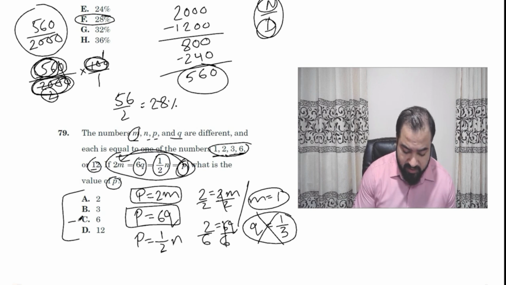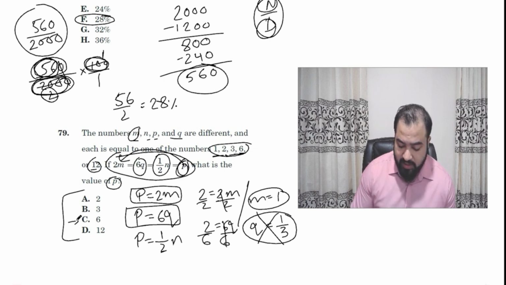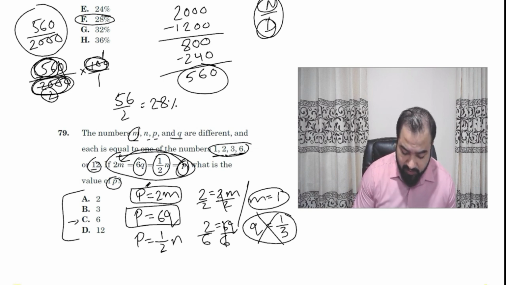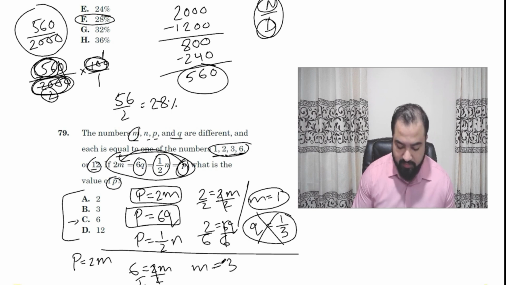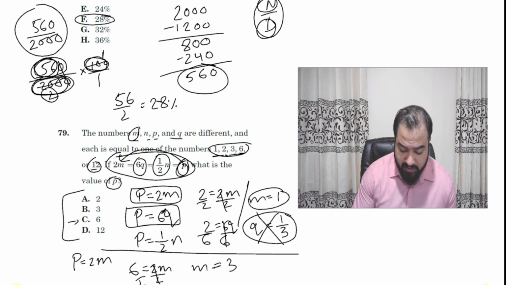Let's try 6 out. Option C. If I plug 6 into the first equation, let me rewrite the equations very quickly. It was p equal to 2m, so if I plug in p as 6, it's 6 equal to 2m. All right, if 6 is equal to 2m, then m is equal to what? I can divide both sides by 2, so m is equal to 3. All right, that worked. Now let's try the second one. p is equal to 6q.